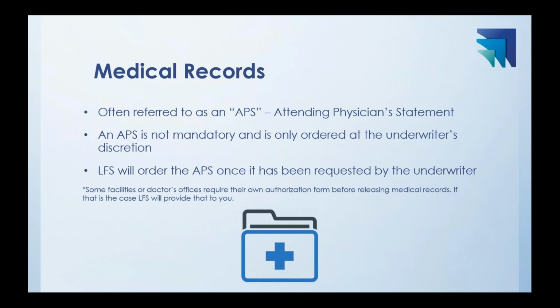Most of the time, if an APS is requested, we can just go ahead and order it from that doctor or from that facility, and you don't really need any further involvement from your client. But do be aware, some facilities or some doctor's offices do have their own HIPAA forms that they require be filled out before they'll release any records. If that is the case, they will let us here at LFS know, and we will get that HIPAA form to you, the agent. You can meet with your client, get it signed and dated, send it back to us, and then we'll ship it over to the doctor's office or the facility so that they can process the request and send the records to the underwriter for review.